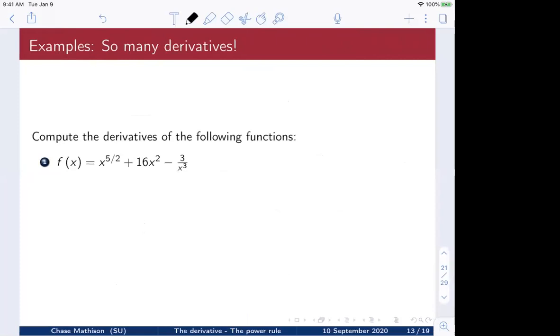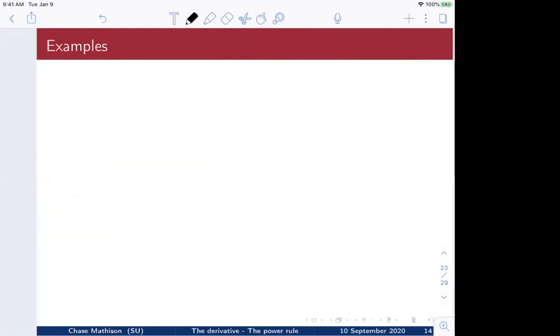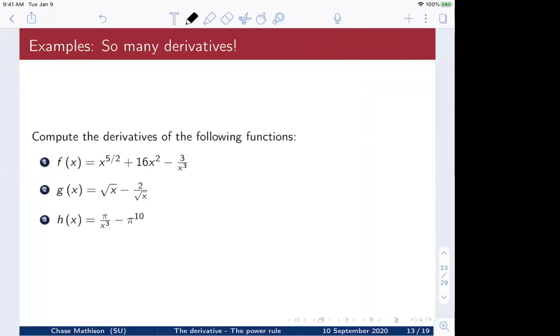1, f of x is x to the 5th plus 16x squared minus 3 over x cubed. 2, g of x is equal to the square root of x minus 2 over the square root of x. And 3, h of x is pi over x to the 3rd minus pi to the 10th. Okay, so let's look at this one first.